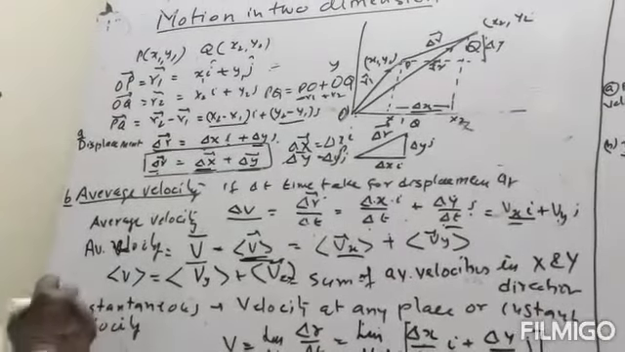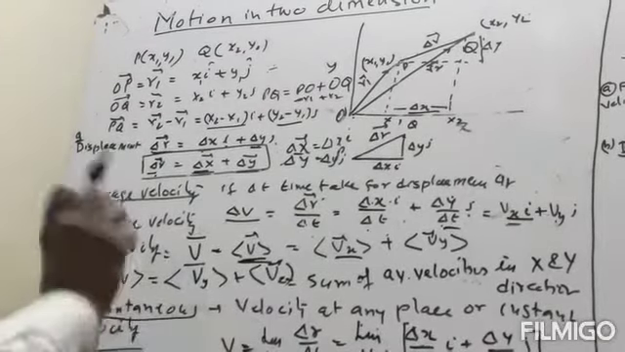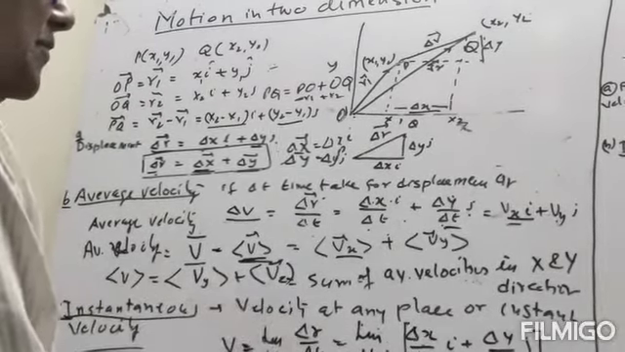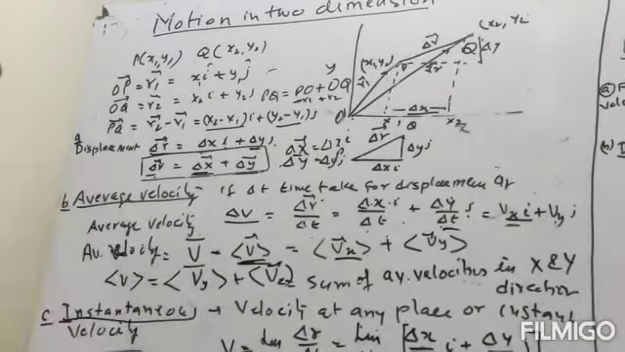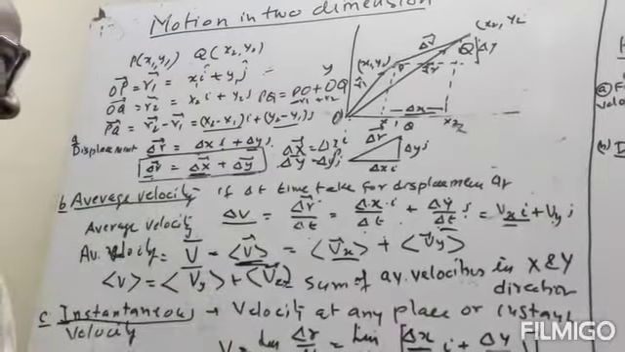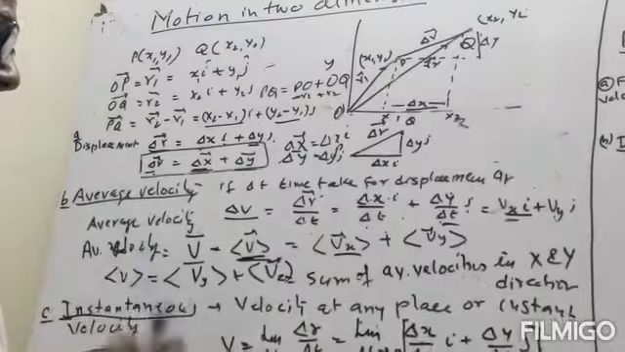Now, what is the instantaneous velocity? Instantaneous velocity is the velocity at a particular time. That means we can find the instantaneous velocity by taking the limit as delta t tends to 0.